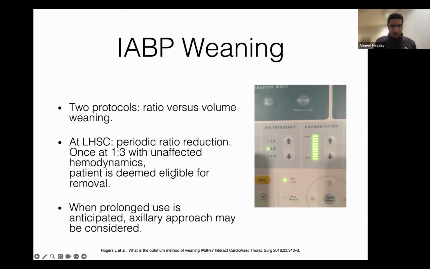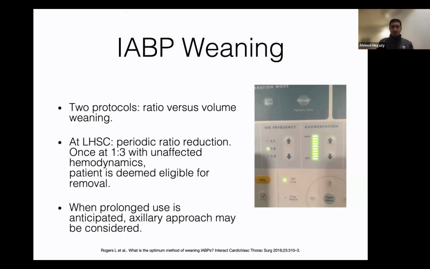What we do in our practice is that we do periodic ratio reduction. We reduce the frequency from 1 to 1 to 1 to 2, and then reduce it from 1 to 3, and then reassess the patient on 1 to 3 after 2 or 3 hours, see if their urine output's maintained, if their hemodynamics are maintained, if their inotropic requirements did not go up, if their lactate stayed stable, and if they're stable on 1 to 3, that tells us that they're likely ready to be weaned.